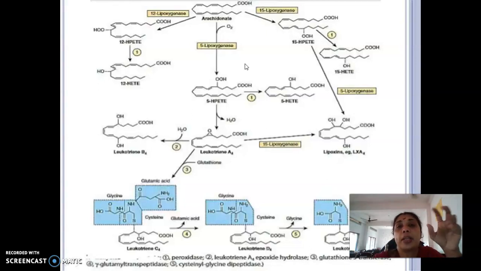So the lipoxygenase pathway results in the formation of two groups of compounds known as leukotrienes and lipoxins. Leukotrienes are compounds which are found in leukocytes like macrophages, mast cells, etc. Right? And how are they formed? The arachidonic acid will be acted upon by the lipoxygenase enzyme system to result in the formation of a compound known as hydroperoxy icosatetraenoic acid, that is HPETE.